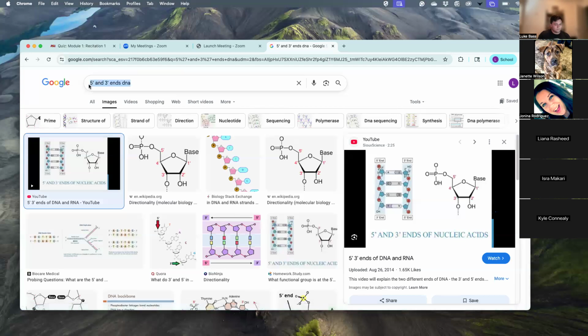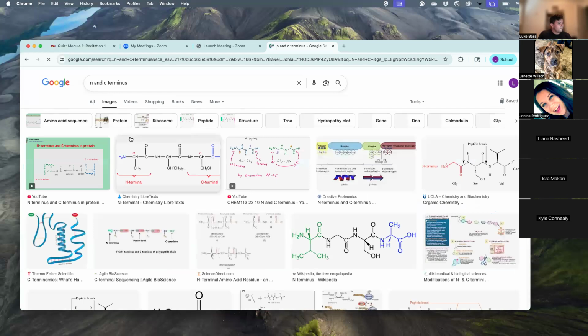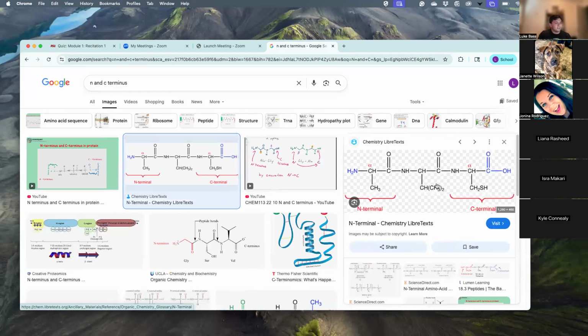So then if we look at the C terminus, you'll see that that is just part of the actual polypeptide chain, because every amino acid has an amine group and then a carboxyl group right afterward. So that's just what it denotes.